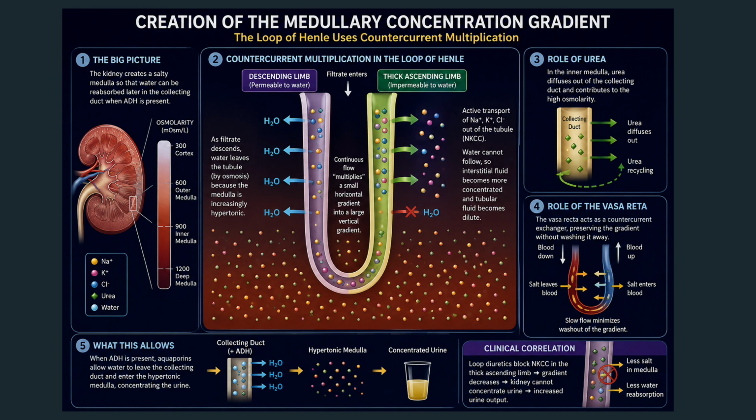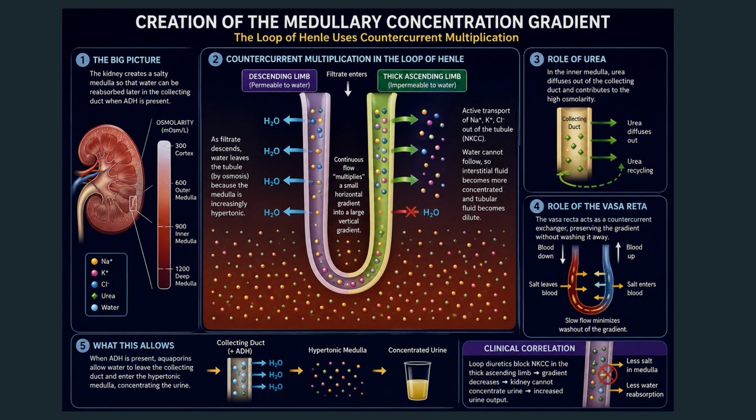Now imagine this process occurring continuously while new filtrate keeps entering the nephron. As more salt is pumped out of the ascending limb, more water leaves the descending limb, and over time a small difference in concentration becomes multiplied along the entire length of the loop. This process is called countercurrent multiplication. Countercurrent refers to the opposite direction of the flow in the two limbs, and multiplication refers to how a small gradient becomes amplified into a very large one. Eventually, the deepest portions of the medulla can reach osmolarities of up to 1200 milliosmoles per liter.